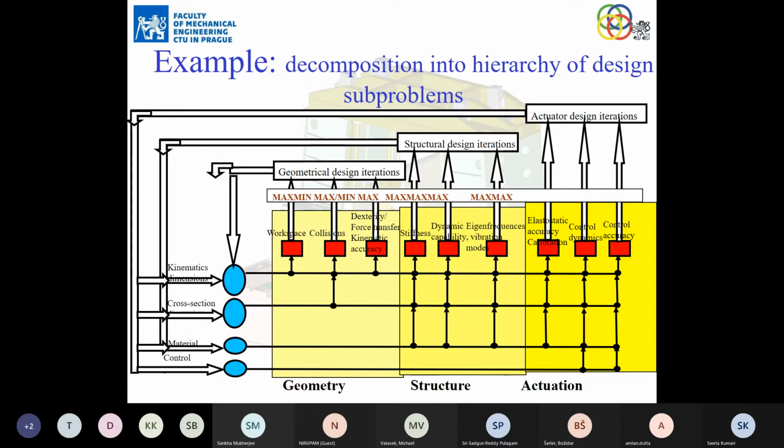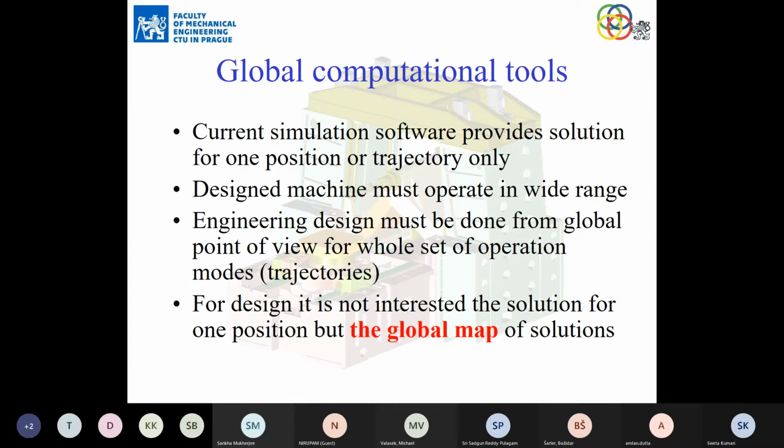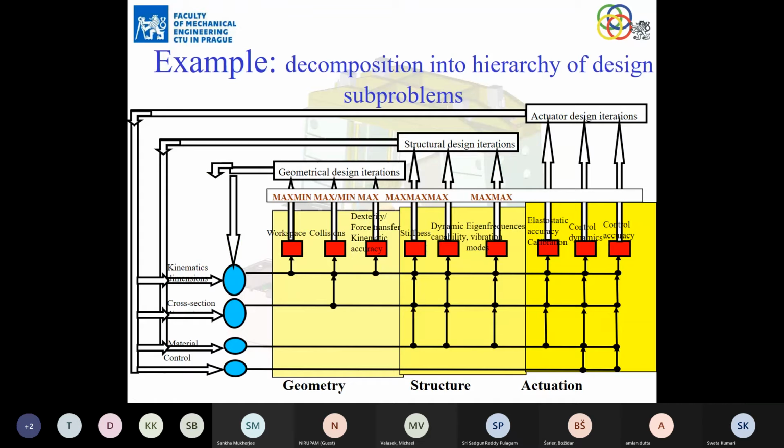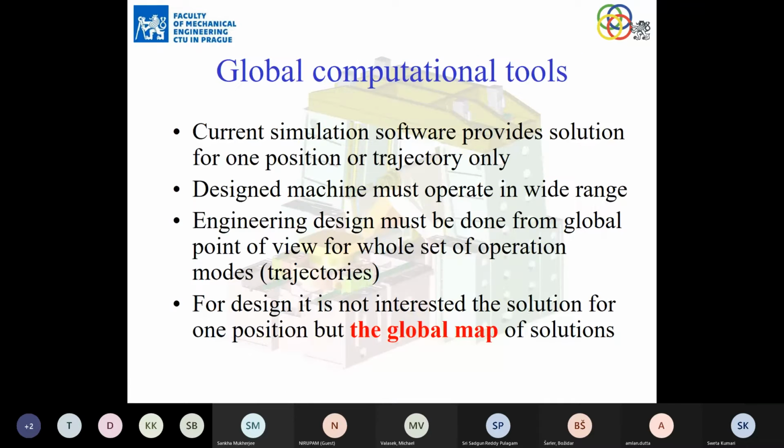So in principle, we have found that we can distinguish geometry, connected as well with kinematics, and structural design connected mainly with the stiffness and eigenfrequencies, and then actuation connected mainly with the dynamics, control accuracy, and so on. And we shall see later that we can compute that on each level in the islands and reduce the computational complexity.